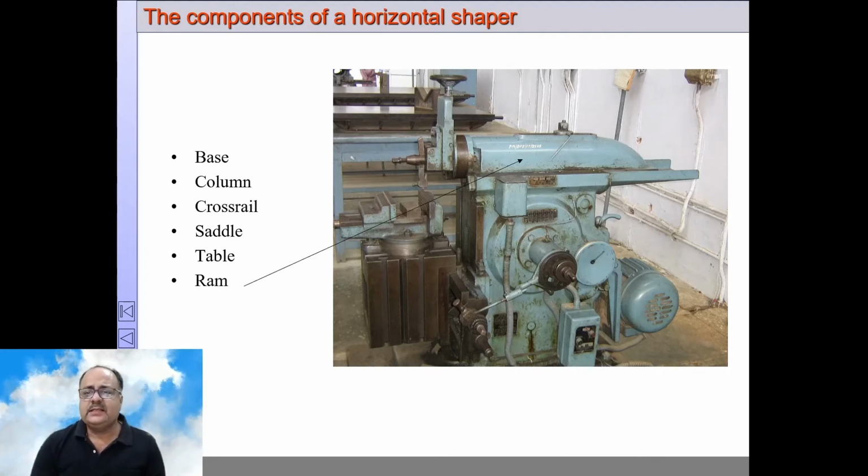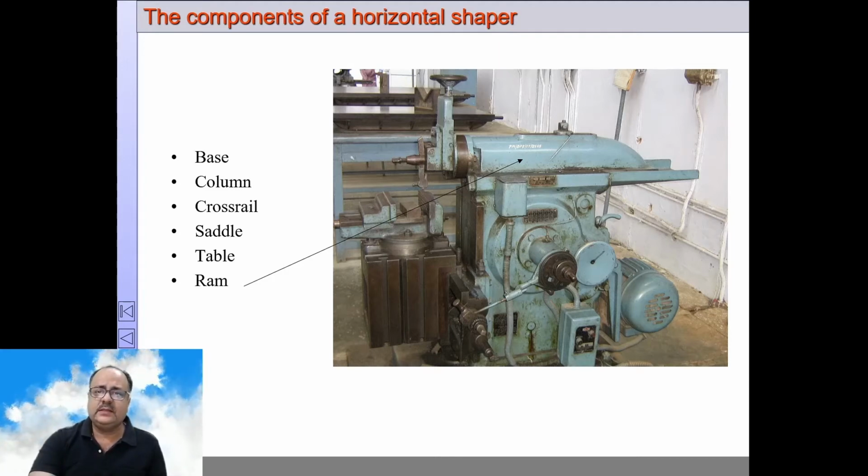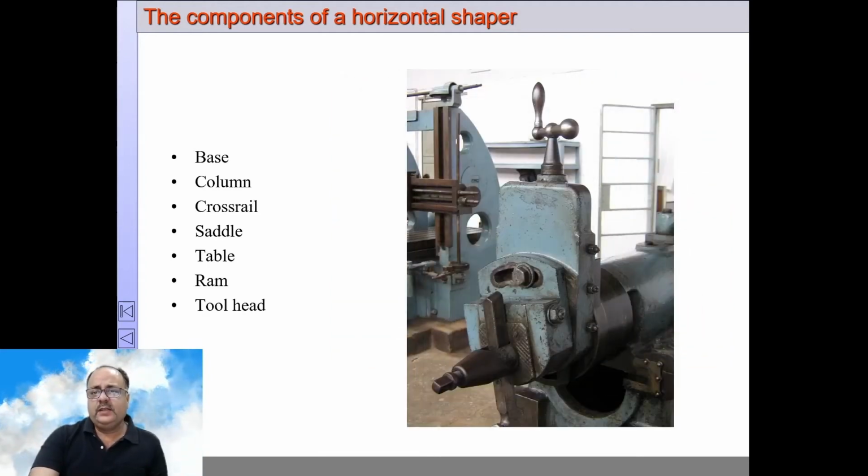The RAM slides on top of the column, which has accurately machined ways. On the front face of the RAM, the tool head is fixed on a circular base. You can see the tool head. So let's have a quick, or a detailed look at the tool head.